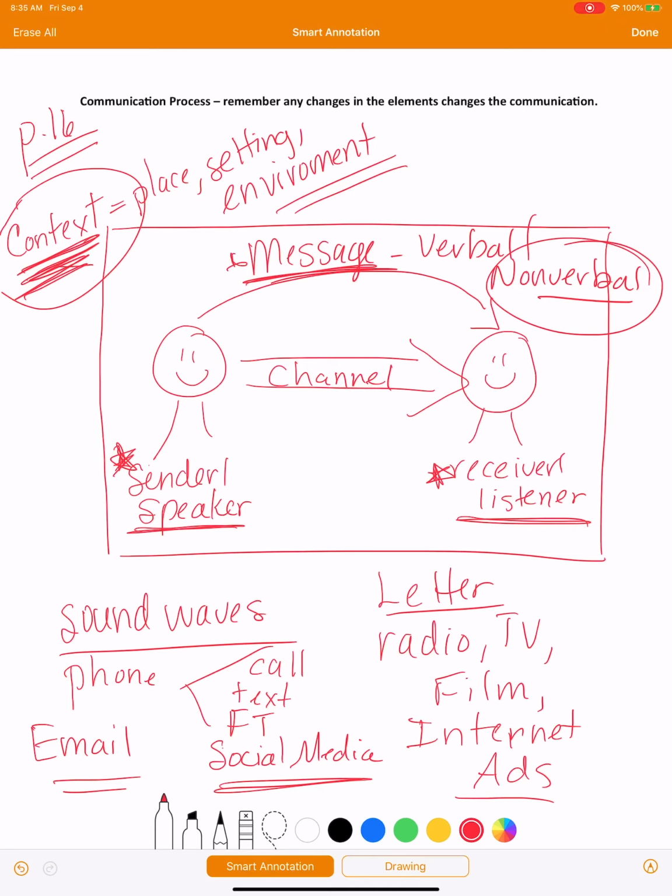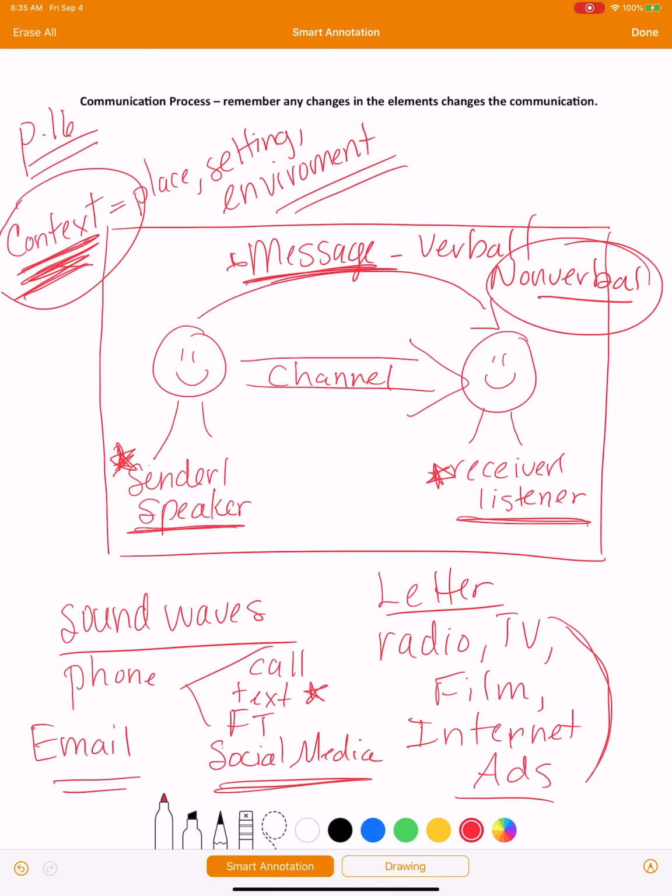So it all depends on the sender. If the sender's trying to send to 1 million people, then possibly mass-mediated messages are going to be the best. If the sender's going to send it to a receiver in a place where they can't receive phone calls, then possibly text messaging is going to be the best.